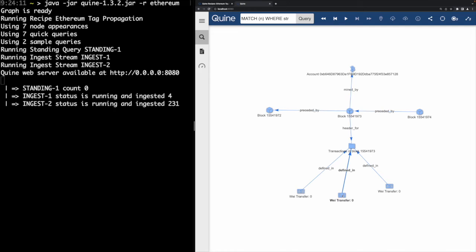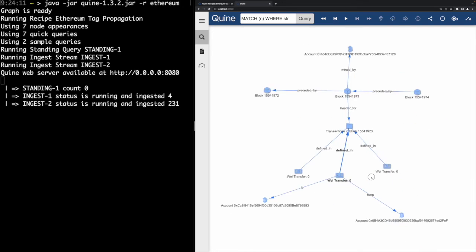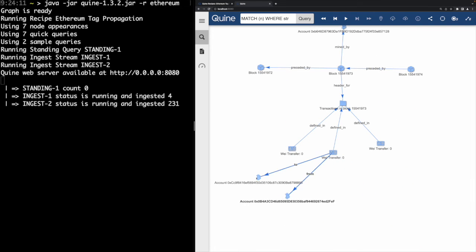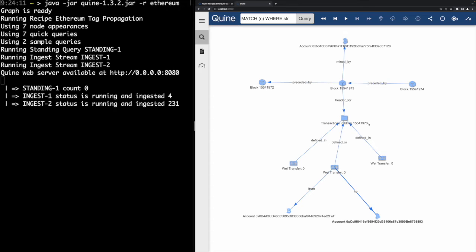And if we go explore some of these, you can see easily they're coming from one account, going to another account. It's a transaction, just like you'd expect. So far, this makes Quine look a lot like a graph database. But where Quine really shines and brings something new to the table is behind the scenes.